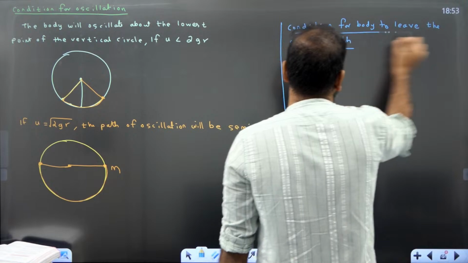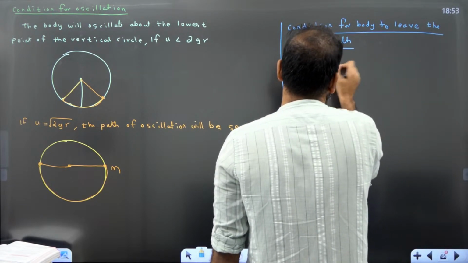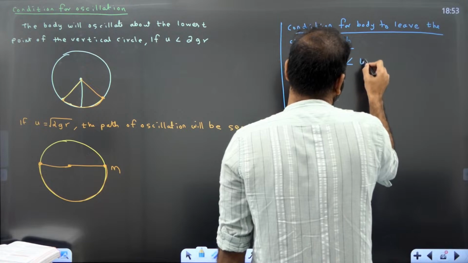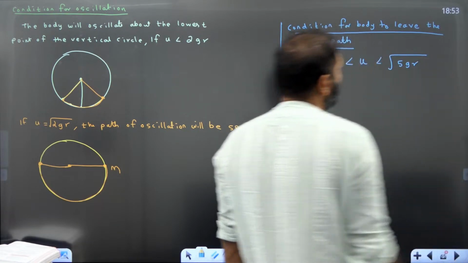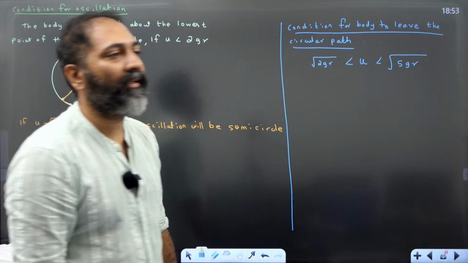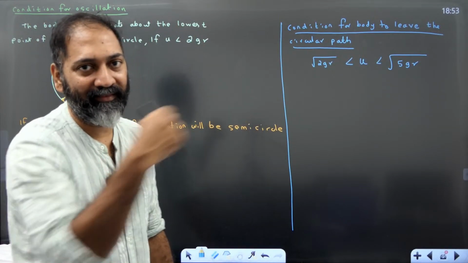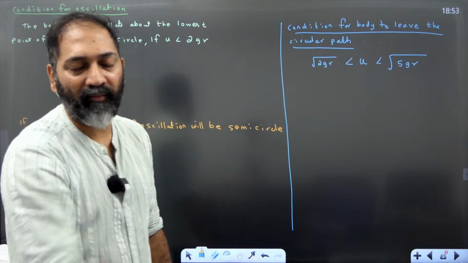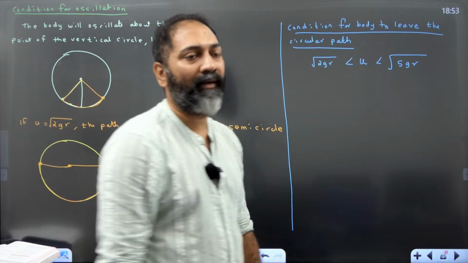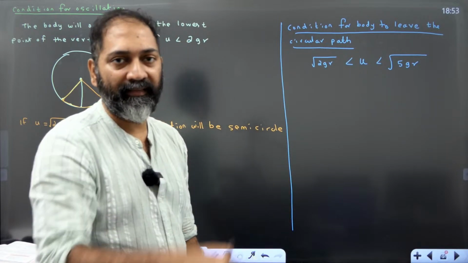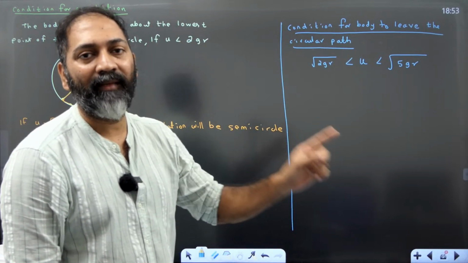Again, I am writing the answer. If the initial velocity is greater than root 2 gr and less than root 5 gr, see what is the speciality of root 5 gr? With initial velocity root 5 gr, the body will loop the loop, that means it will complete one revolution around the circular path. If it is less than root 2 gr, what will happen? It will oscillate. Equal to root 2 gr means the body will follow a semi-circular path.